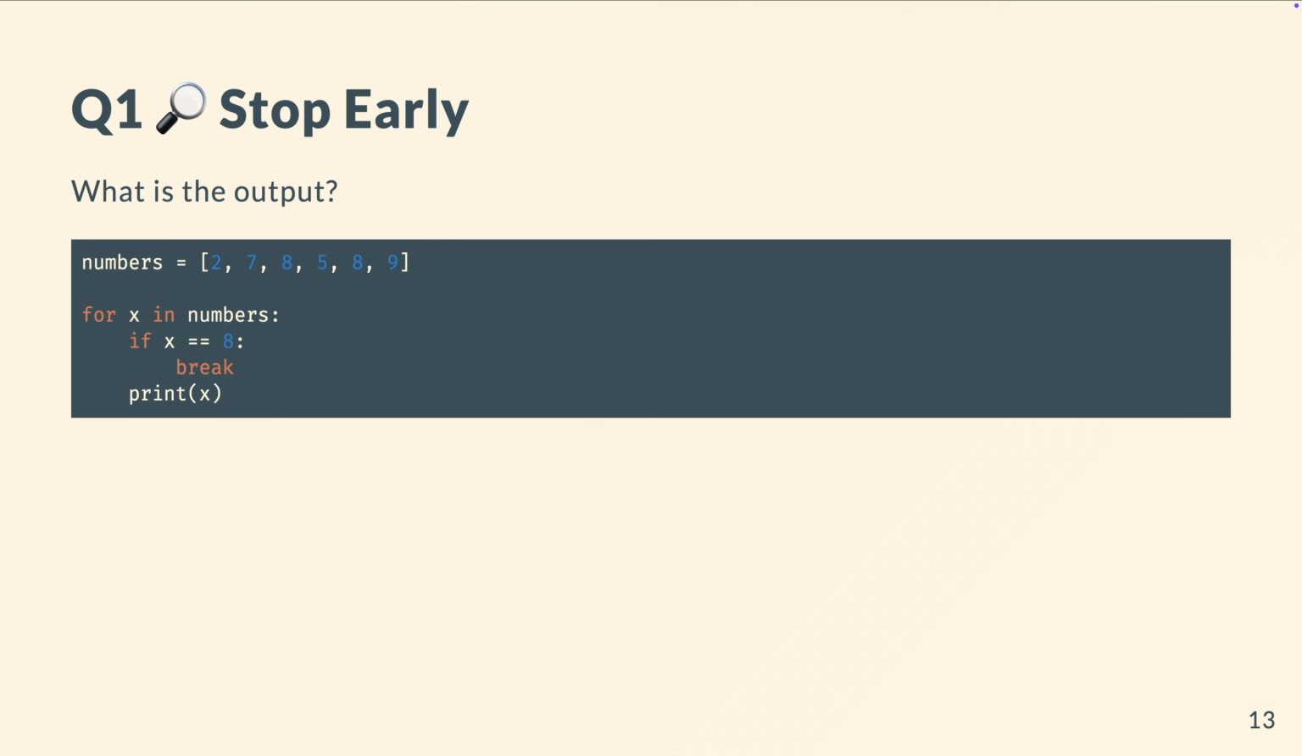Stop early. Numbers contains 2, 7, 8, 5, 8, 9. We loop through x in numbers. If x double equals 8, we break. Otherwise, we print x. What is the output? Pause and predict the lines.